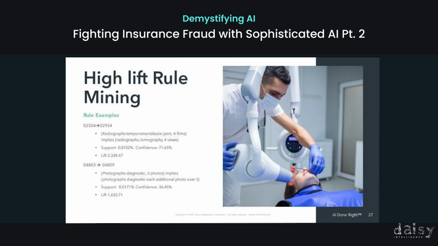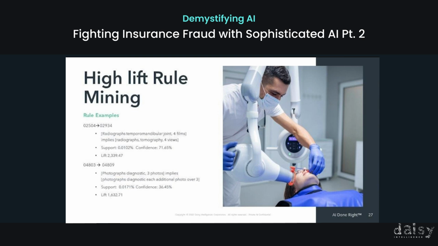Similar example there, 3 diagnostic photos implies additional photos over 3. So more photos over 3 and 3 photos would go together 1,600 times more than random coincidence. Again, if you saw one without the other, you would say that's suspicious. If you saw the additional photo over 3 without billing for the first 3, that would be odd.